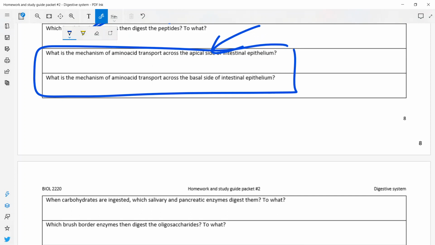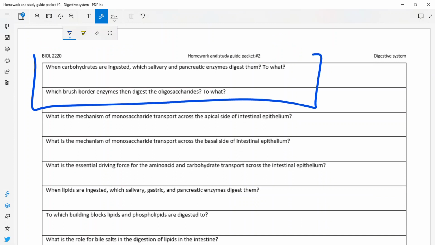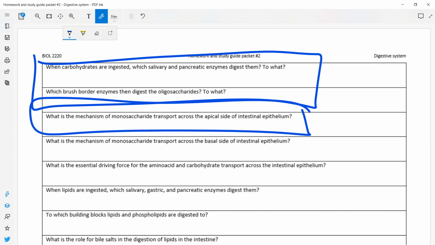Same is true for carbohydrates. So know which enzymes break down oligosaccharides across the alimentary canal. So monosaccharides, secondary active transport on the apical side and diffusion at the basal side.